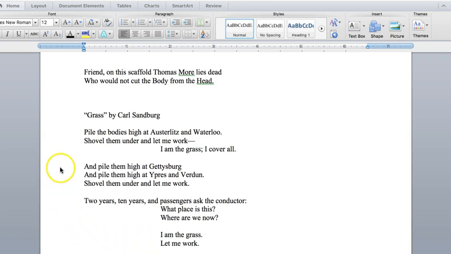So first of all, the speaker in this poem might remind us of speakers from some of the examples in Chapter 2, where we had a hawk and an onion. And here we have the grass, another non-human speaker. The allusions in the poem come in the form of battles. So Austerlitz is a battle that Napoleon won. Waterloo is a battle that Napoleon lost. In each instance, there were bodies piled high.